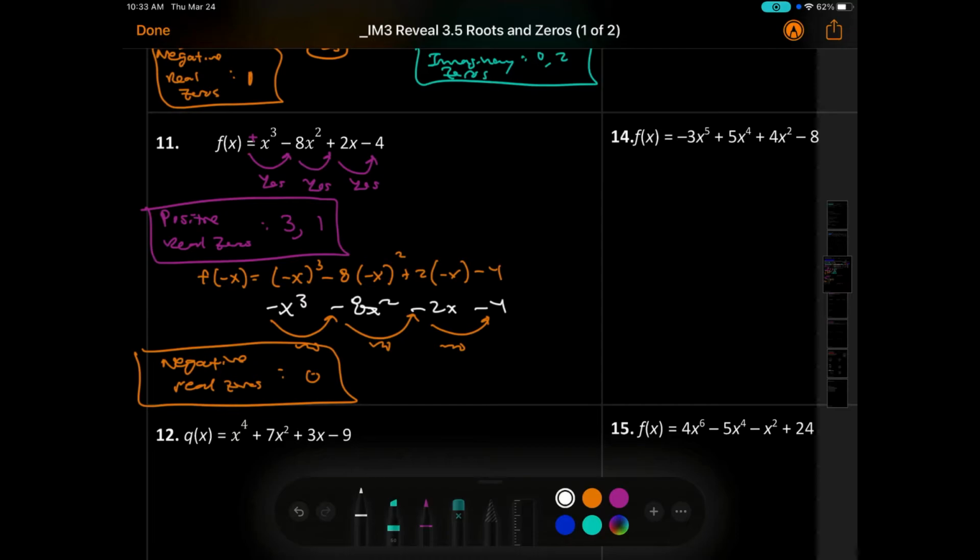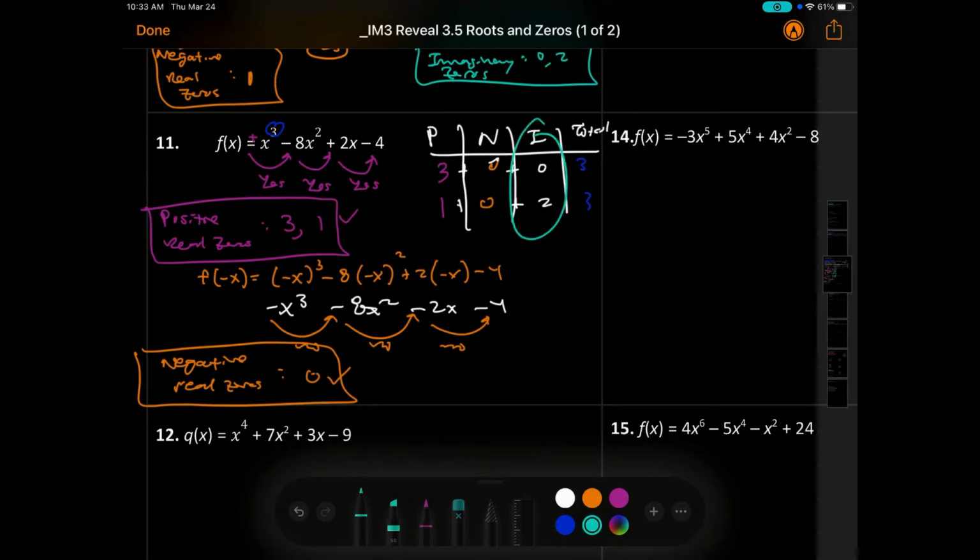Okay, so if I make my chart, I got positive, negative, imaginary, and total. So my total is going to be 3. Our positives are 3 and 1. Our negatives is going to be 0 and 0. So that'll be 3 plus 0 plus 0 equals 3. And 1 plus 0 plus 2. So that means our imaginary zeros are going to be 0 or 2 of them.